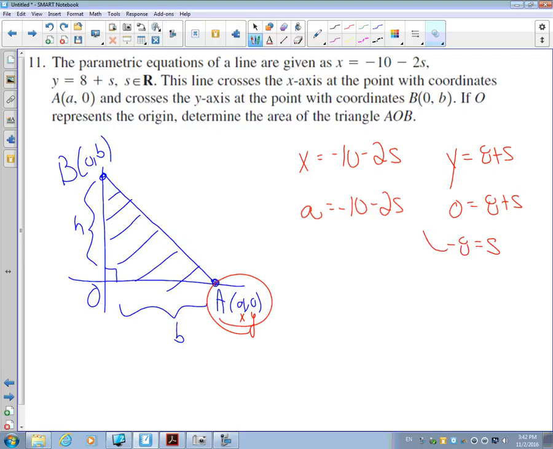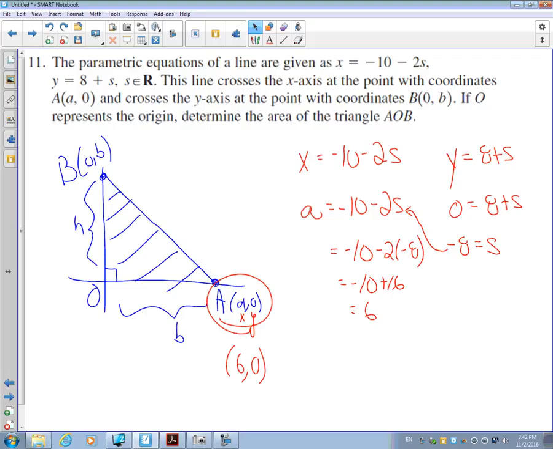And once I know that, I can go back here and figure out the x that goes along with it. So -10 minus 2 times -8 will give us -10 plus 16. In other words, 6. So A has to be (6, 0).